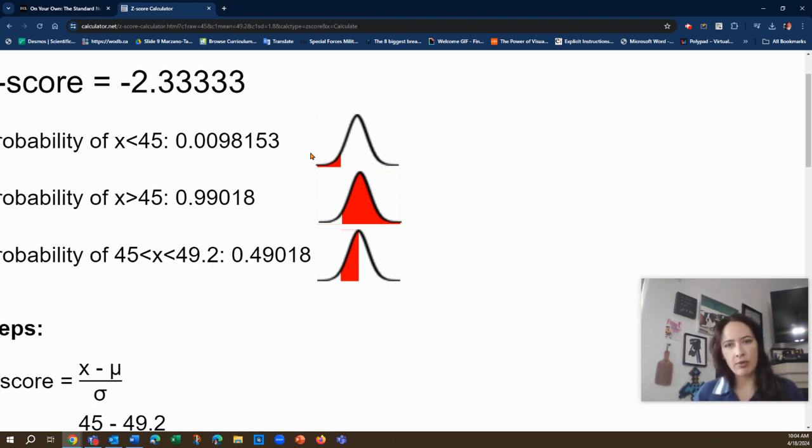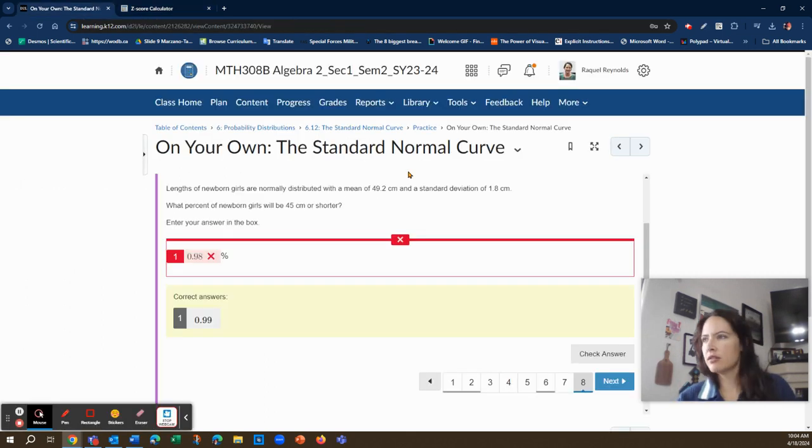Here they're just giving you numbers about some population of babies where the average height is 49.2 centimeters with a standard deviation of 1.8 centimeters. Newborn girls. That's it. We don't know where they're getting that population or numbers from. They're not giving us any further information. So we would just say, according to our data, about 1% of babies will be 45 centimeters or shorter.